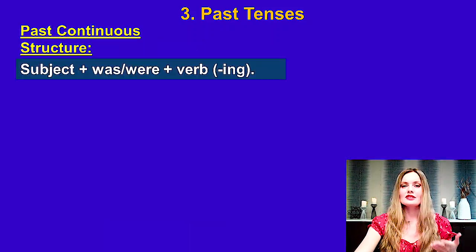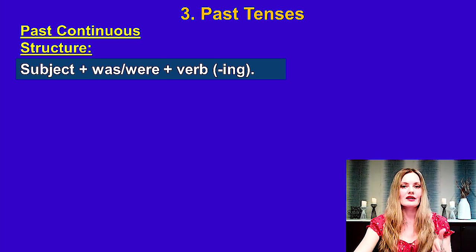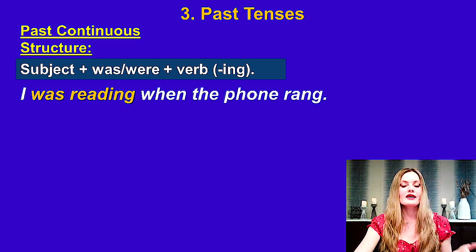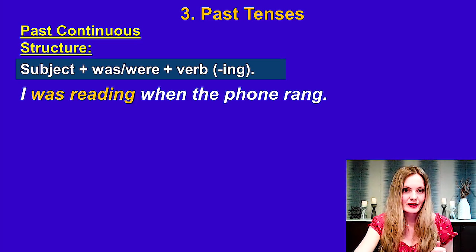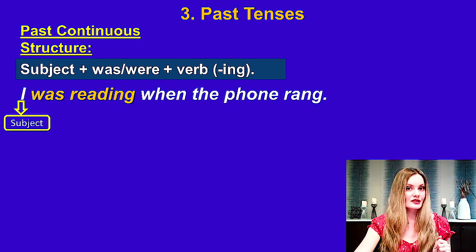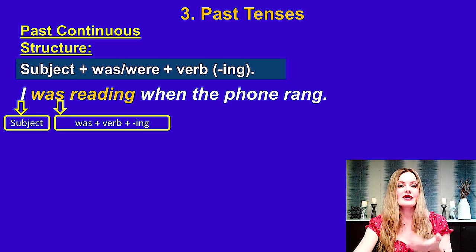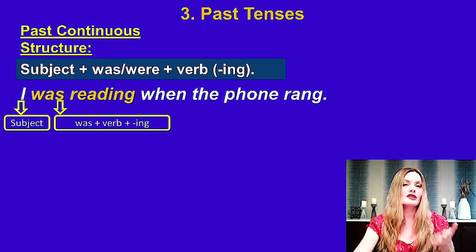Let's take a look at the structure of past continuous. We have subject plus was verb plus verb with ing. I was reading when the phone rang. I is a subject. Was reading is was plus verb plus ing. I was reading.